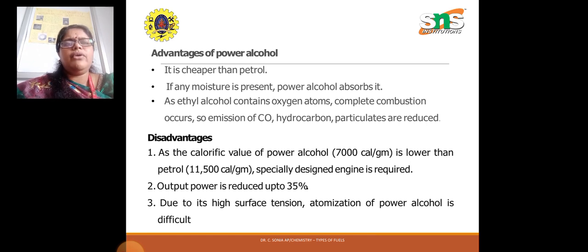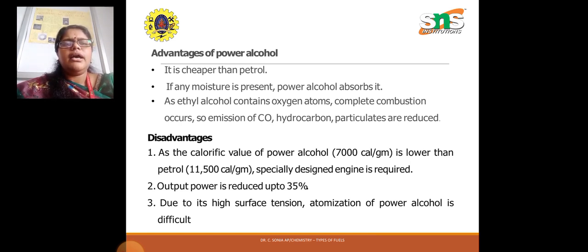So what are the advantages of this power alcohol? It's actually cheaper than the petrol. If any moisture is present, power alcohol absorbs it. As ethyl alcohol contains an oxygen atom, complete combustion occurs. So emission of carbon monoxide and hydrocarbon particulates is reduced.